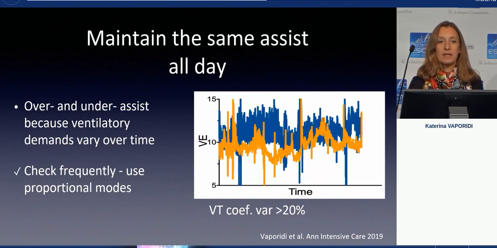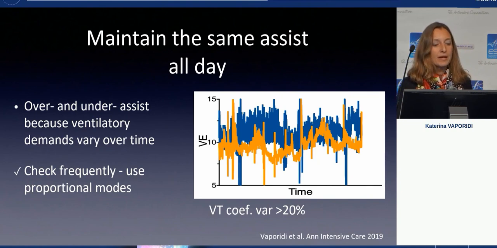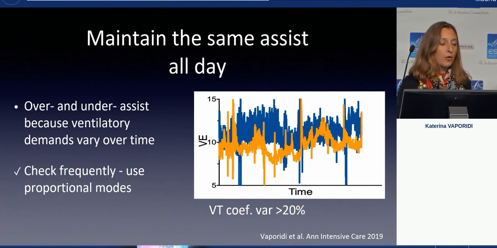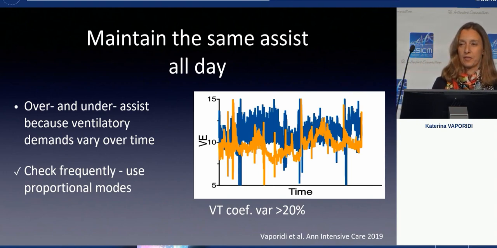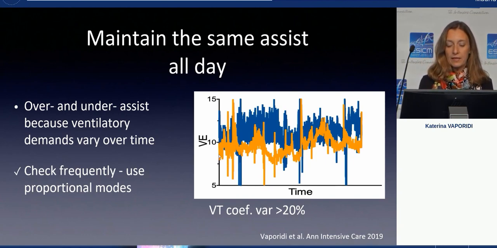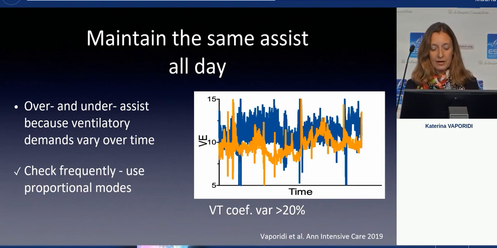Unfortunately, if you go to the bedside and find the perfect assist at 10 or 11 in the morning, and maintain the same assist all day, you are probably going to over- and under-assist the patient throughout the day, because patients' ventilatory demands change. These are data from a recent study we published: minute ventilation through 24 hours fluctuates between 7 and 12 liters per minute, with spikes higher than that.